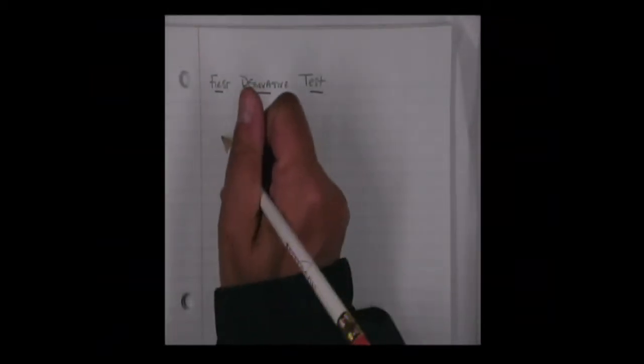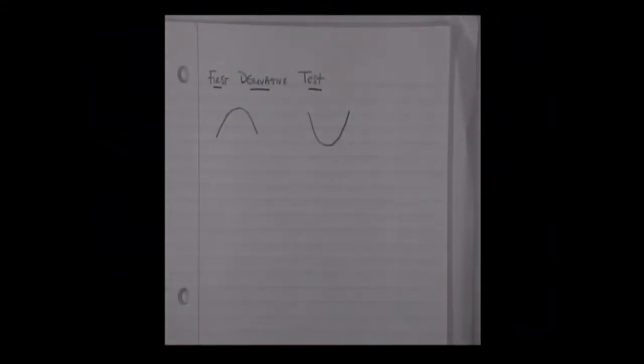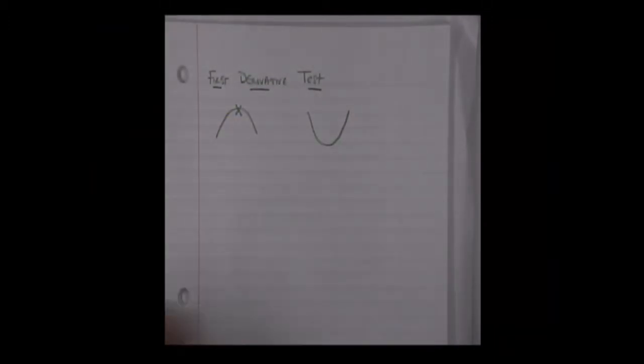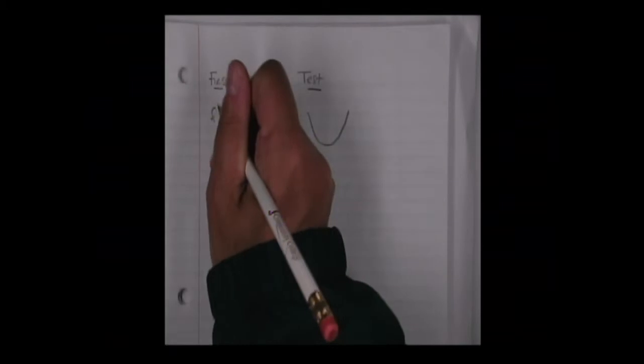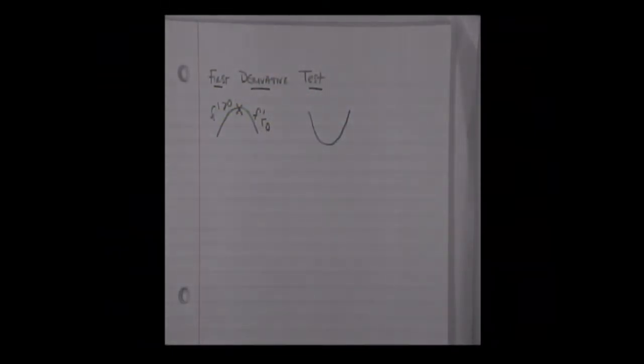So before I write down what the first derivative test says in words, let me write it in symbols. The first derivative test is what we use to determine if we have a maximum or a minimum using calculus. So if we have a maximum, what we notice is that to the left of that maximum, the first derivative is positive, and to the right of that maximum, the first derivative is negative. We go from increasing to decreasing.